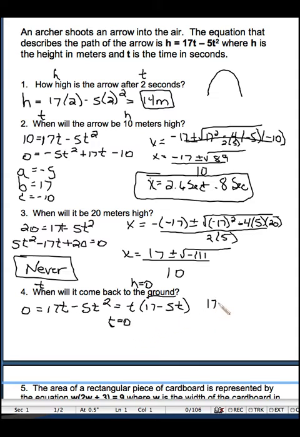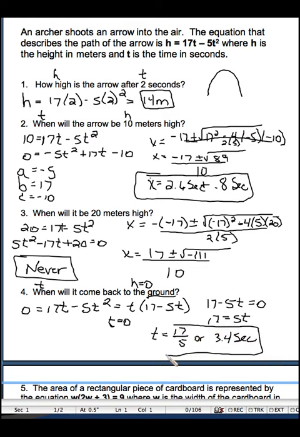So then when we set this other factor equal to 0, we have 17 equals 5t, and so t is 17/5, or 3.4 seconds. Okay.